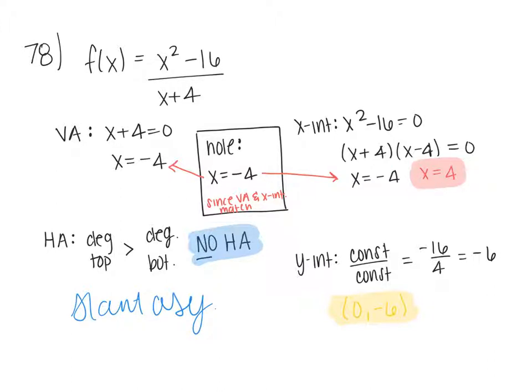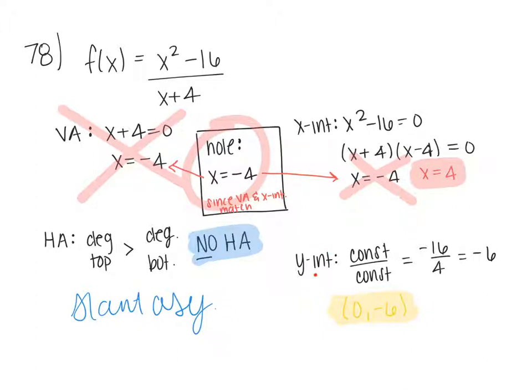Then I noticed when I'm checking my hole, there is a value that repeats. I have a -4 over here in the vertical asymptote and in the x-intercept. So as soon as I have a repeated value, I then throw out that vertical asymptote and that x-intercept, and it just becomes a hole. So I don't have any of those values counting twice, they just count as the hole value.